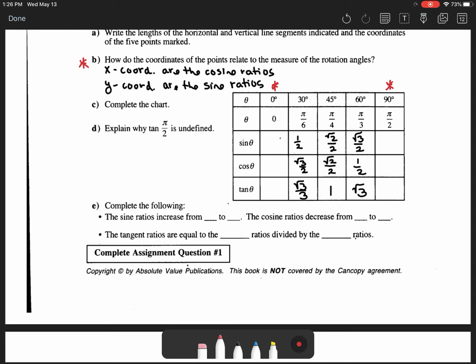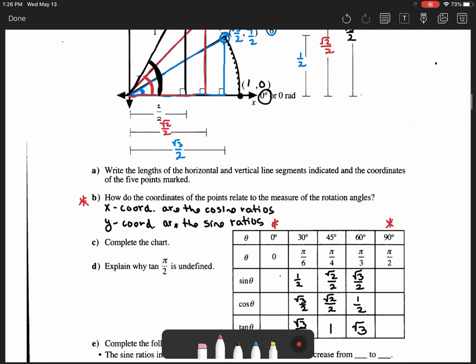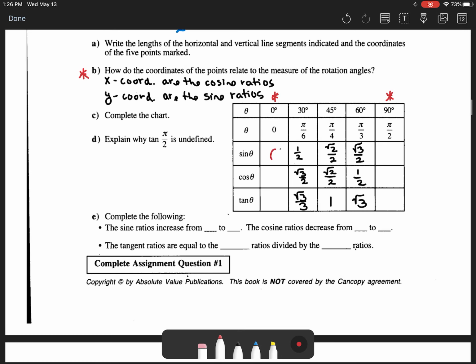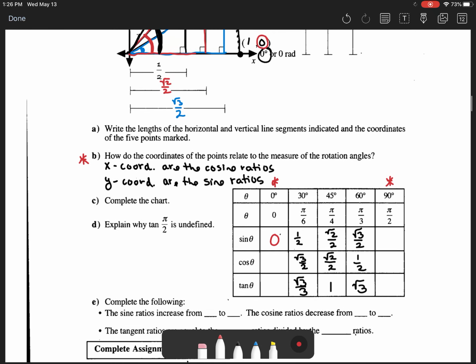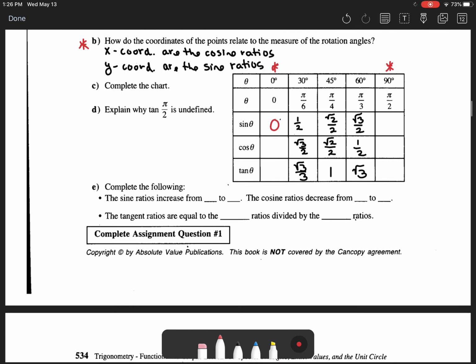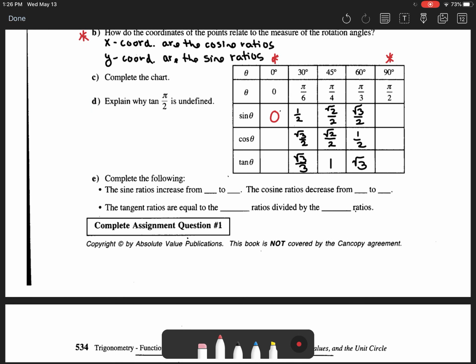So the sine of 0 degrees, remember sine is the y coordinate. So when you go up to 0 degrees and you look at the sine of 0 degrees, the y coordinate is right there. So it's simply 0. The cosine of 0 degrees is the x coordinate. That's right here. So cosine of 0 degrees is 1.